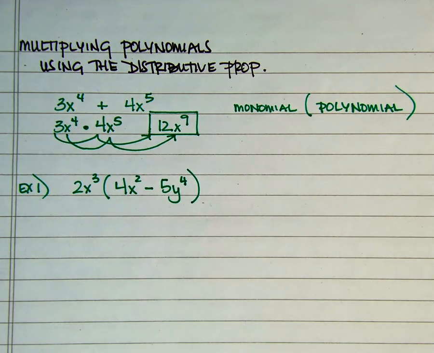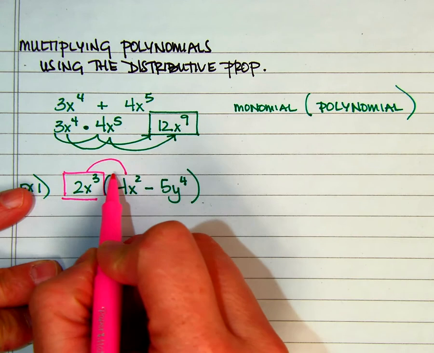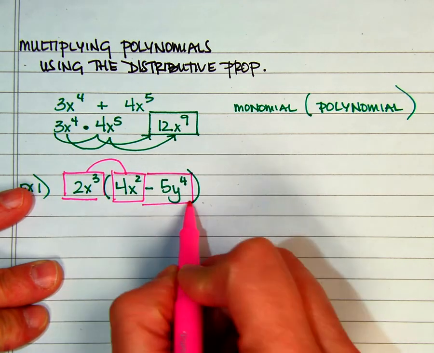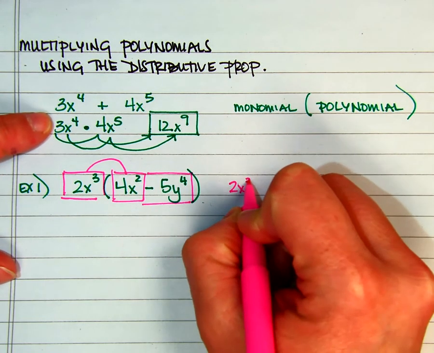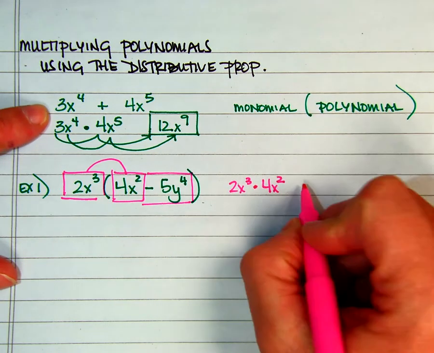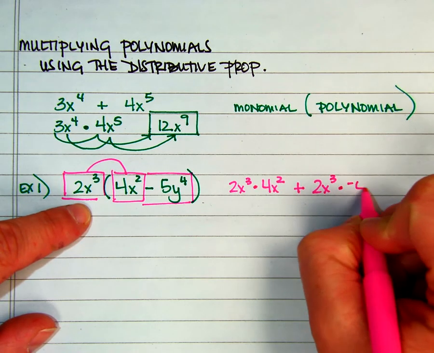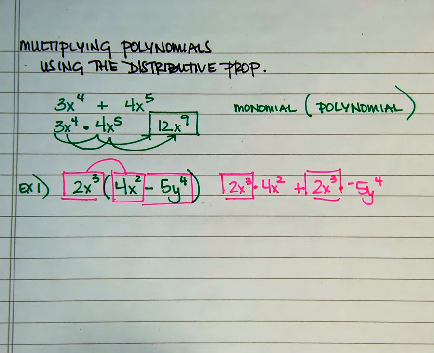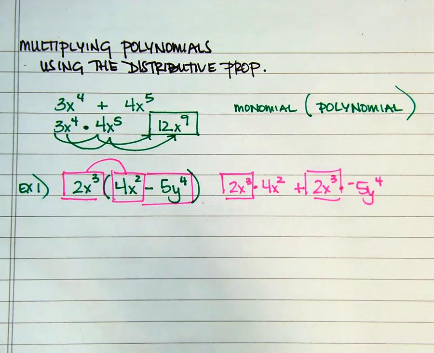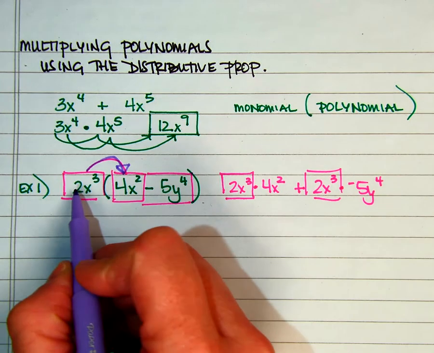Okay, we are going to be using the distributive property, which you guys should have learned. So basically what we are doing is we are taking this outside number times each term inside. So in a sense, what you are doing, you do not need to write this down in your notes, is you are taking the 2x cubed times 4x squared, and you are adding it to taking the 2x cubed times the negative 5y to the 4th. So notice that we are distributing that 2x to the 3rd, and we are multiplying that times everything. We can, to save time, just distribute.